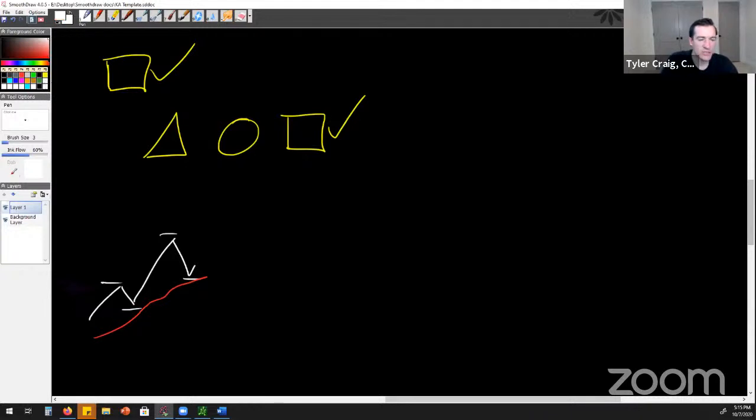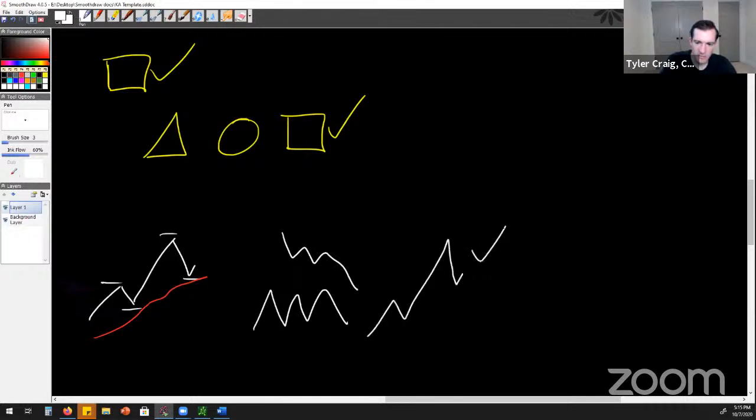So when I go look at a chart and it looks like this, I say, nope, that's not a bull retracement. If it looks like this, I say, nope, that's not a bull retracement. But if it looks like this, I say, oh, that looks like a bull retracement. It looks like my basic pattern. Just pattern recognition.